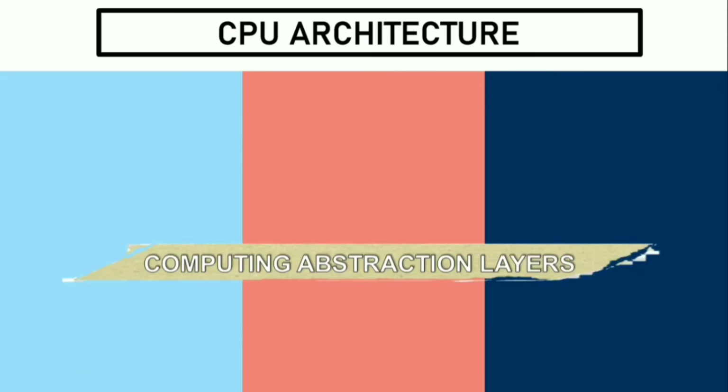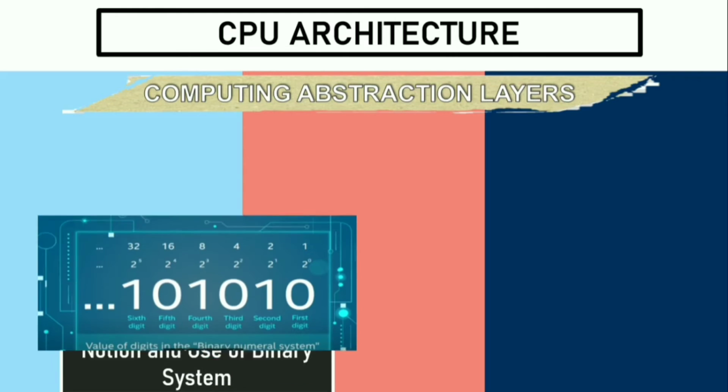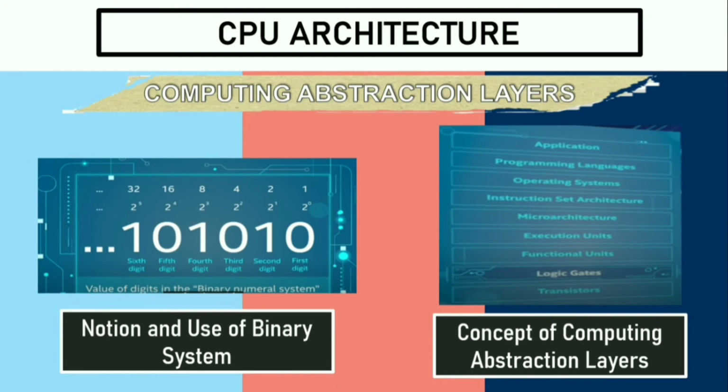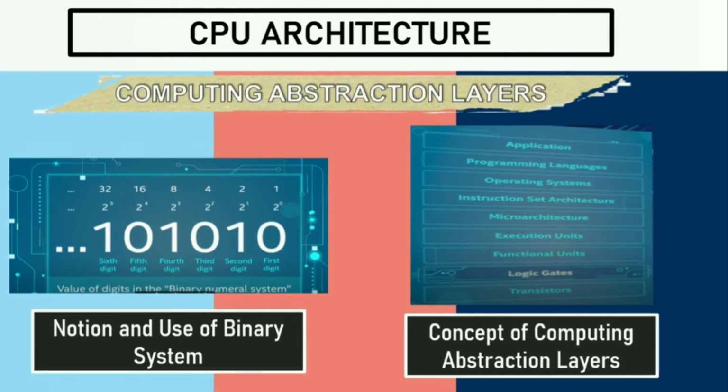Next is the computing abstraction layers. So, the binary system: in order for computers to function, control and data must be represented by numbers in simple on and off states. That's why digital computers use a number system based on zeros and ones. Next, the concept of computing abstraction layers. In simple terms, computing abstraction layers is the separation between layers of complex computing structures.